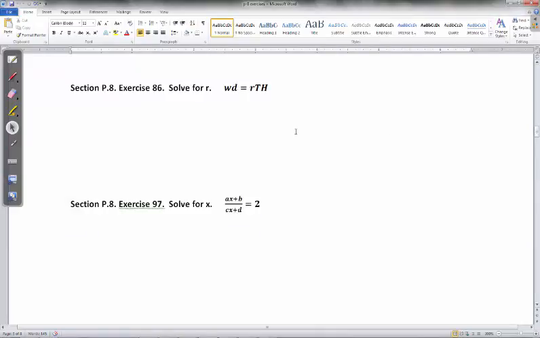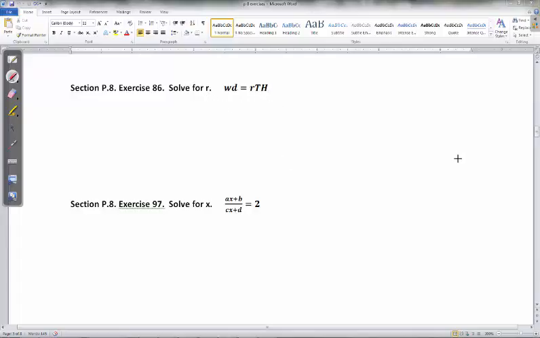Now we're going to look at some general equations. General equations are basically formulas. They have a variable you have to solve for, but they also have several other variables. And the point is you are going to solve for one of those variables in terms of the others. So here we have WT equal RTH, and we are solving for R.